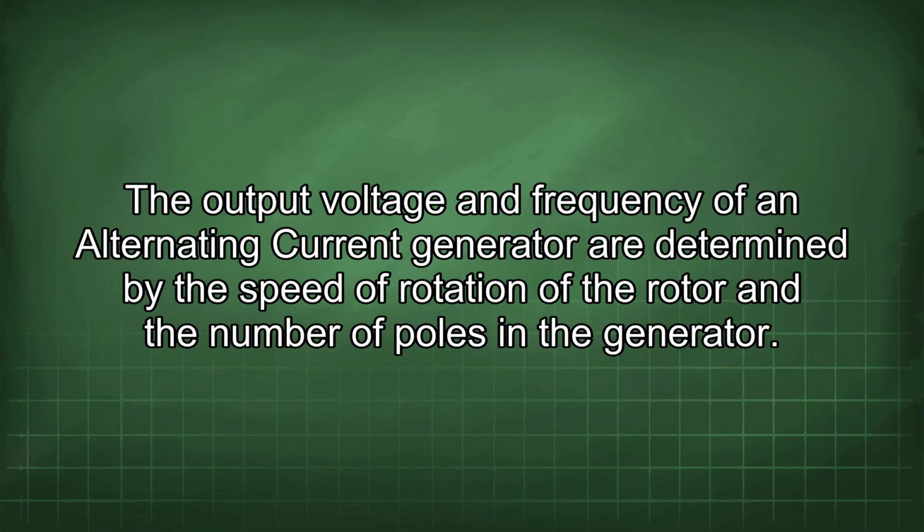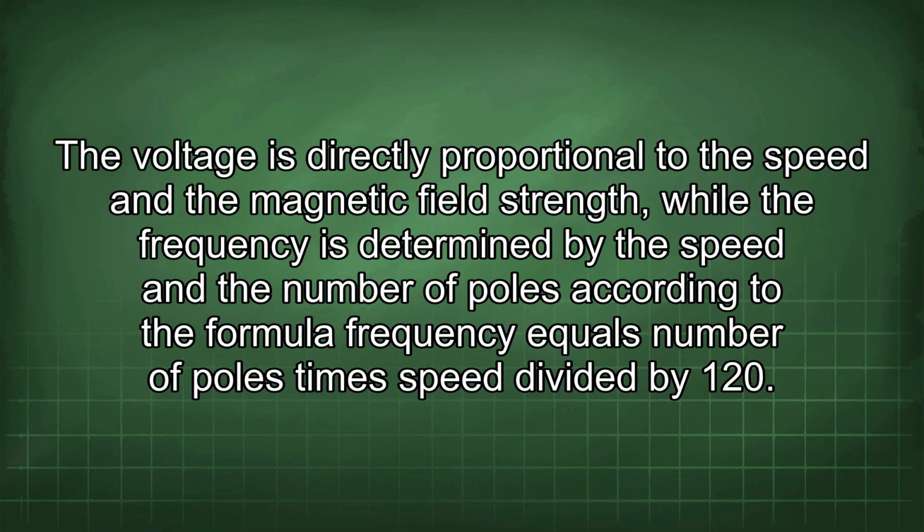The output voltage and frequency of an alternating current generator are determined by the speed of rotation of the rotor and the number of poles in the generator. The voltage is directly proportional to the speed and the magnetic field strength, while the frequency is determined by the speed and the number of poles according to the formula: frequency equals number of poles times speed divided by 120.